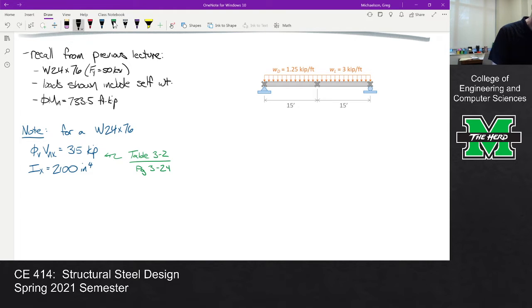So on the structural analysis side, we need the dead load moment, which is going to be WL squared over 8.